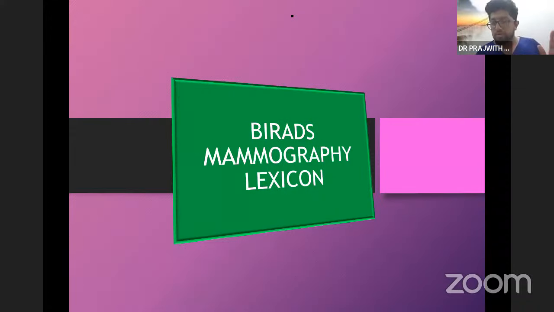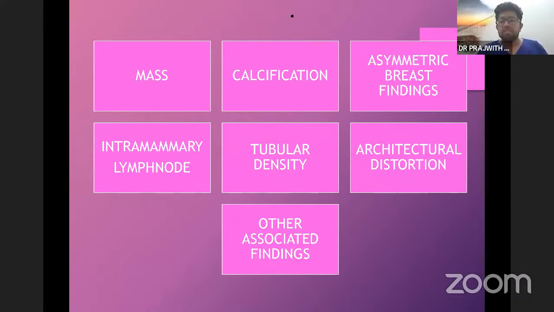whenever we are seeing something in a mammogram, I have to label it something. Now, whenever I want to label it something, I use the BI-RADS mammography lexicon. Okay, the BI-RADS mammography lexicon considers multiple different findings. There can be a mass, there can be a calcification.